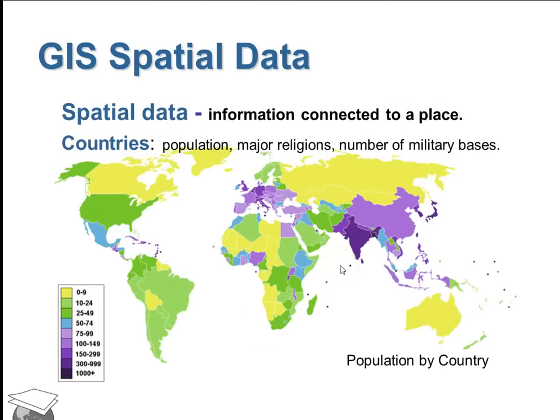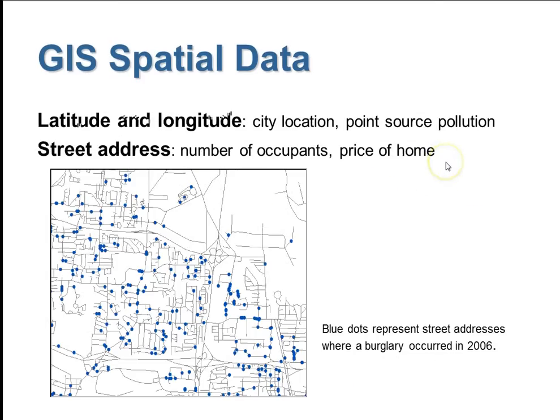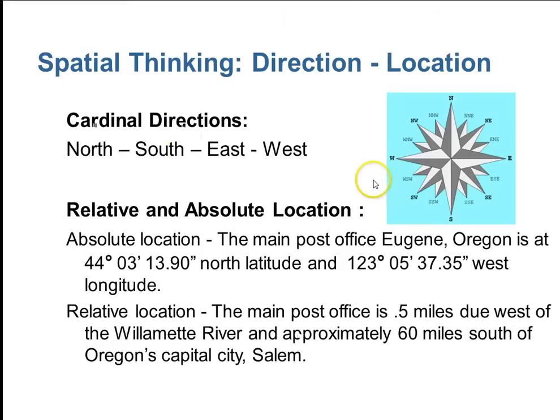And here is polygons again shown on a national scale or on a countrywide scale. You can also show data in very small areas, as in zip areas or census blocks. Data can be shown as point data. So here is address data as a point showing the number of burglaries in a certain area in Eugene, Oregon in 2006. You can also show that by latitude and longitude as points.